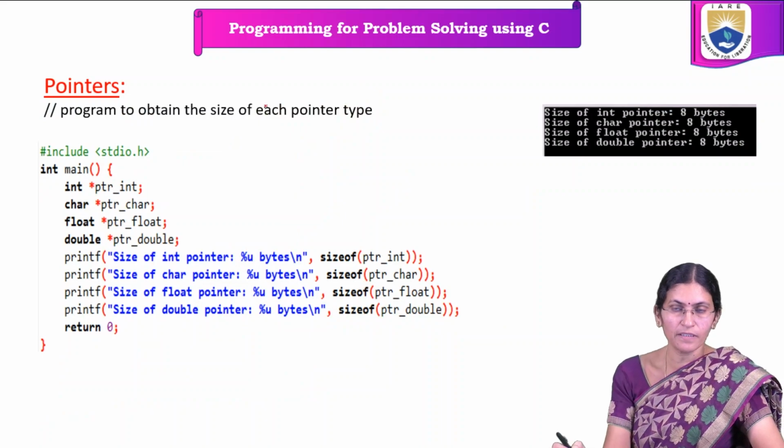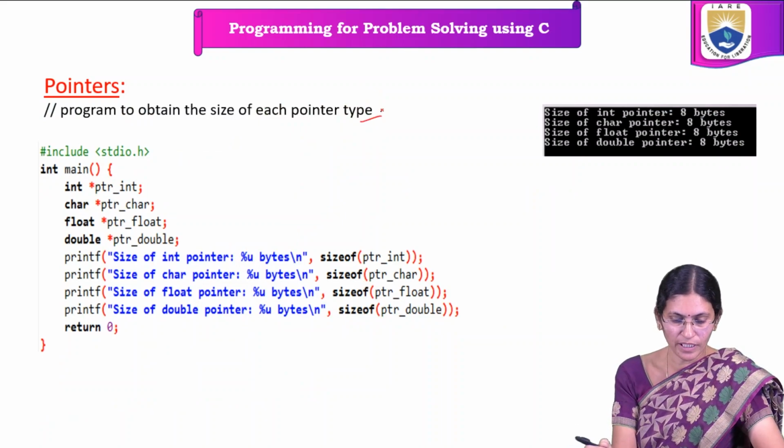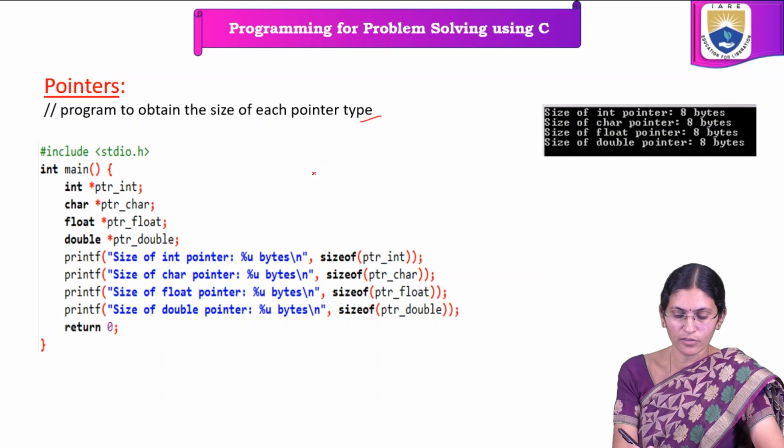Now program to obtain the size of each pointer type. So the syntax to declare a pointer is data type followed by star and then the name of the pointer.